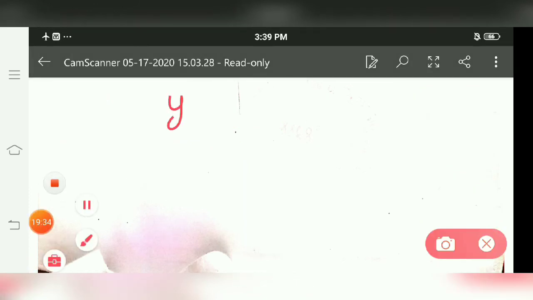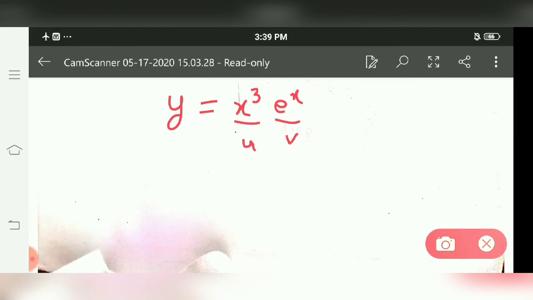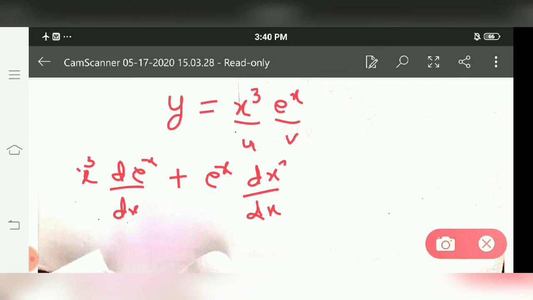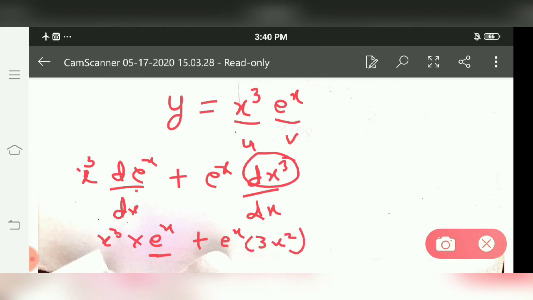So for y is equal to x cube into e^x, this is u, this is v. So first u as such, derivative of v, plus v as such, derivative of u. So we get x cube into e raised to power x plus e raised to power x as such, because the derivative of e raised to power x is e raised to power x, of this is 3x square. Now I think you are able to solve it by yourself this time.